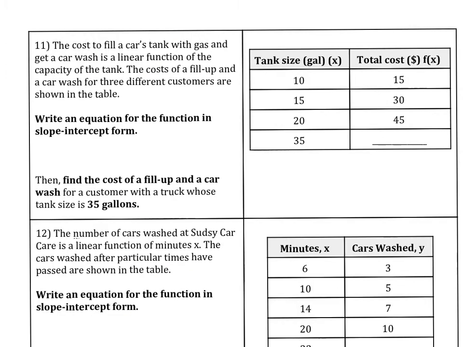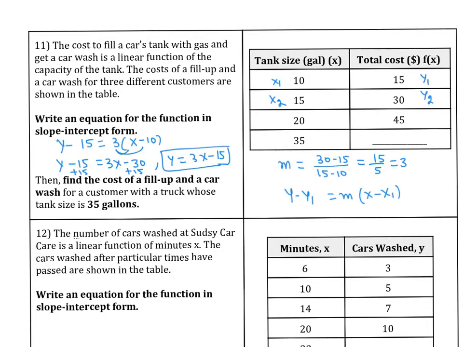Now let's just do number 11. The cost of filling a car's tank with gas and getting a car wash is a linear function of the capacity of the tank. The costs to fill up and car wash for 3 different customers are shown in the table. So we're going to use this table to find the slope and equation. I use x1 and y1 as the first point and x2, y2 as my second point. Use the slope formula to get the slope, and I got the slope as 3, y2 minus y1 over x2 minus x1.